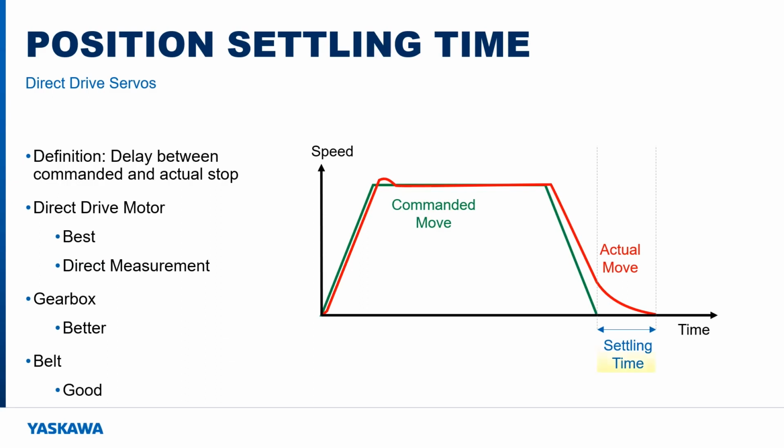Rigidity, load inertia, inertia ratio, and backlash are all interrelated factors that worsen the position settling time of a mechanism. Position settling time is the delay between the end of the commanded move and when the mechanism actually stops. Reducing this delay is especially important for applications with many short moves. Waiting for the machine to stop can represent a significant fraction of the cycle time. The settling time in a direct drive motor can be significantly reduced with good tuning due to its high rigidity and zero backlash, although it may be necessary to mitigate vibrations originating in the load itself.